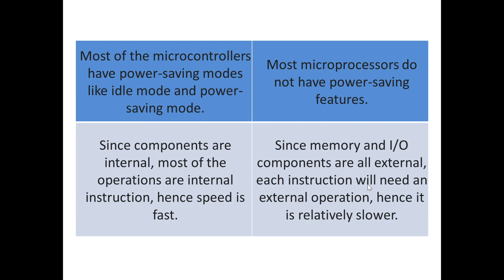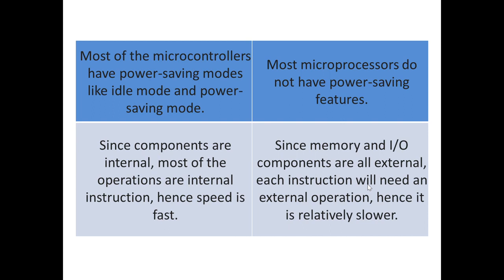But in a microprocessor, the power saving feature is not available. Whatever the case, we have to connect it to the battery or electricity, so it will surely consume some power. The next one: since the components are internal, most of the operations use internal instructions. Hence the speed is very fast, because very small applications are used when standard instructions are given. If we program the components in a microcontroller only once, it will not change at all. We don't change the program every time. The same program repeatedly works as long as the component exists.